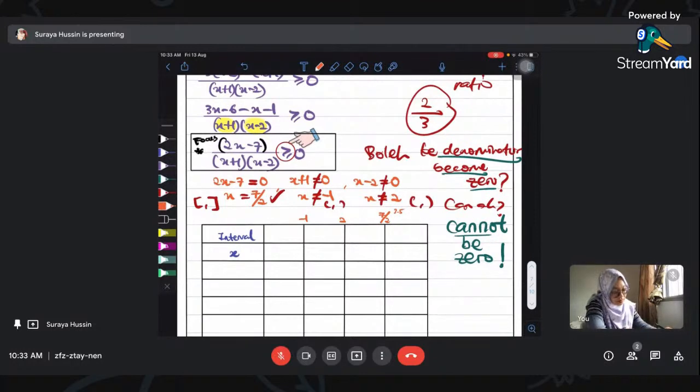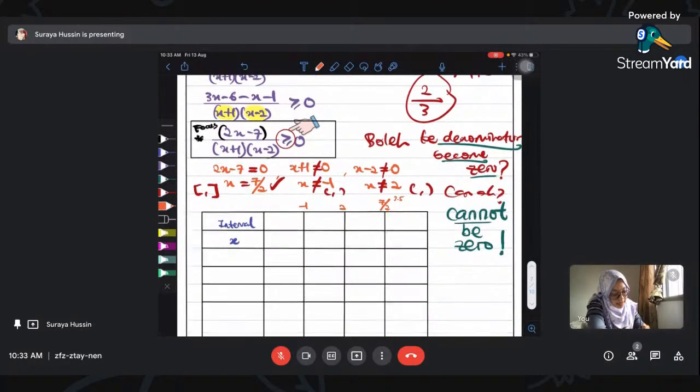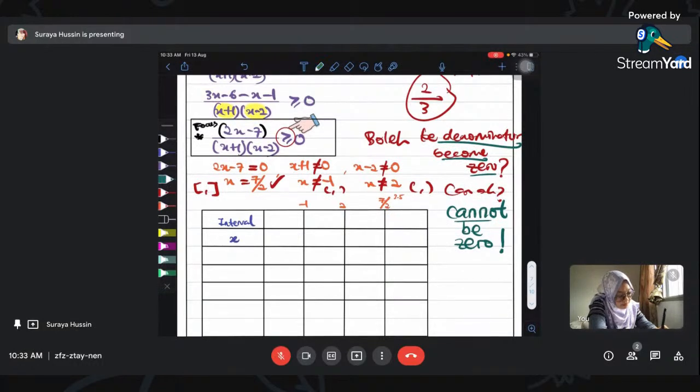Lepas tu dekat belakang. So now masukkan interval. Okay, masuk ke interval, jangan takut. Masukkan sahaja. Ikut nombor ni. -2, -1, 2, 2, 7/2, 7/2 to the infinity. Now -infinity, jangan letak bracket dulu. -infinity to -1. So now, bila dah tulis semua nombor, barulah dengan hati-hatinya kamu cari mana yang equal dulu.